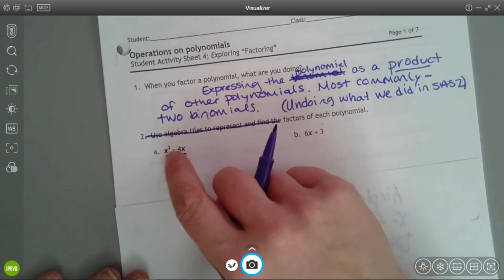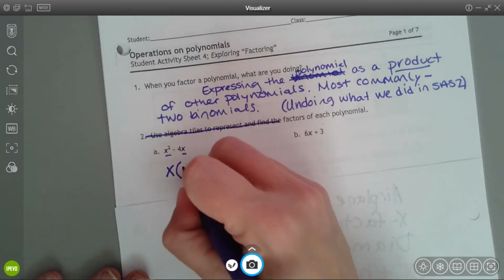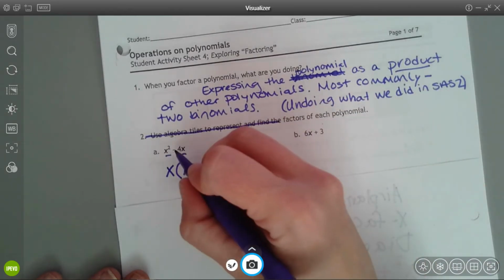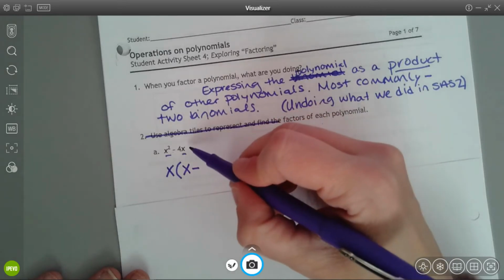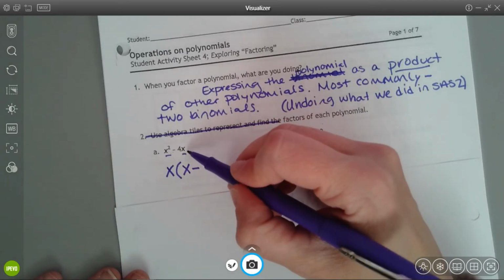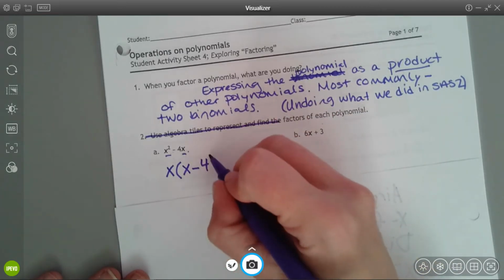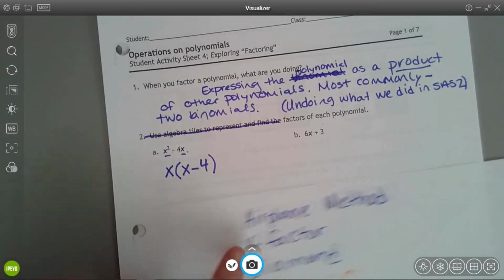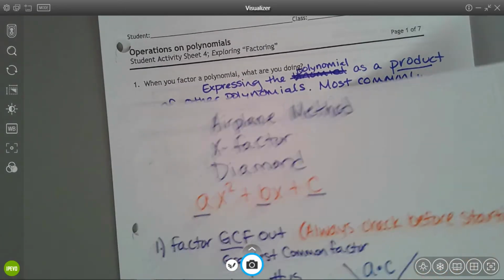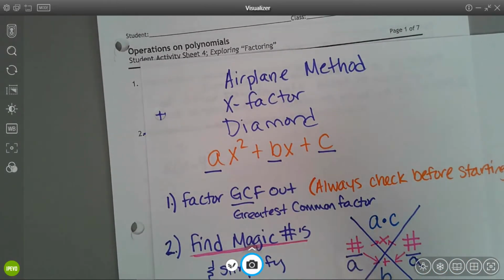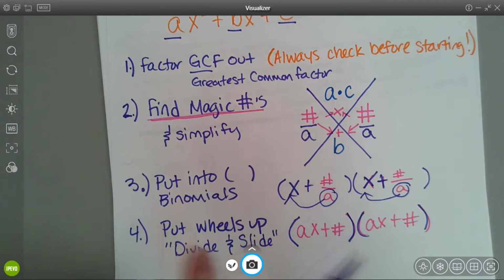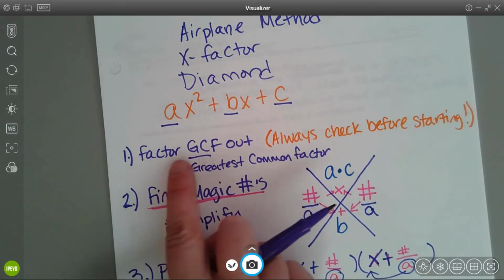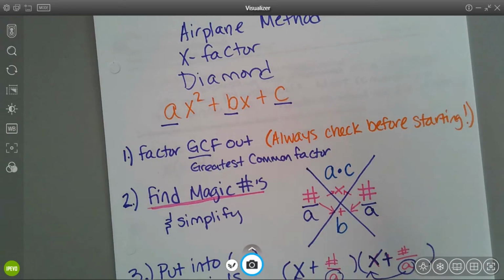If I take away an X from that X squared term, I'm left with just X. I'm going to bring that minus sign down. And if I take away an X from this minus 4X, I'm left with just a 4. Now I no longer have a squared term. Therefore, I do not need to do the whole airplane method. Again, that's why you always want to start with factoring out a GCF.